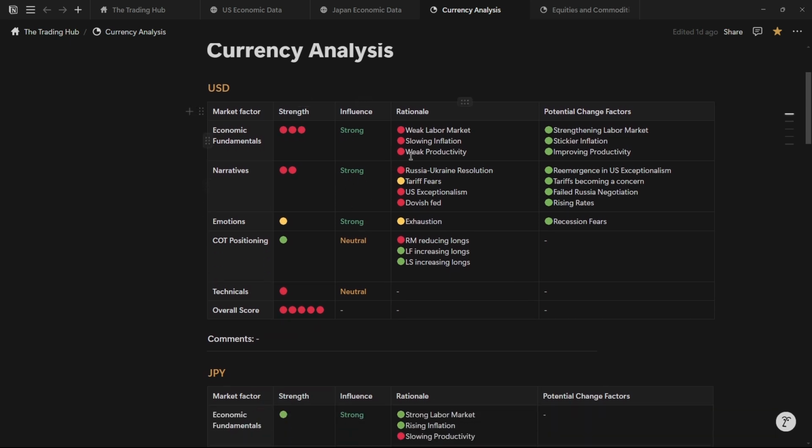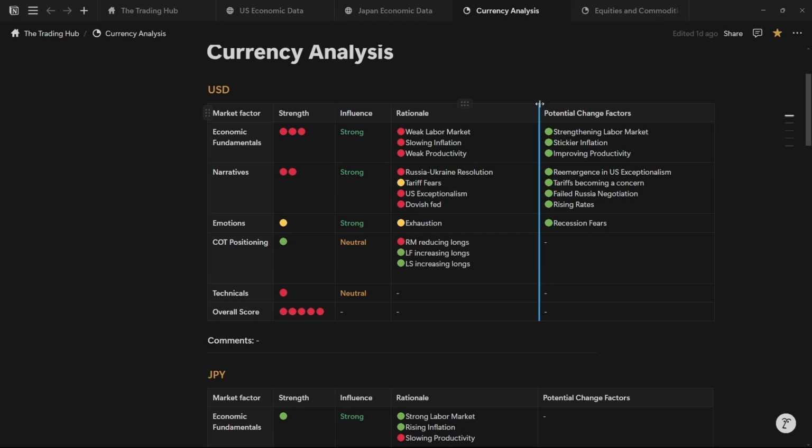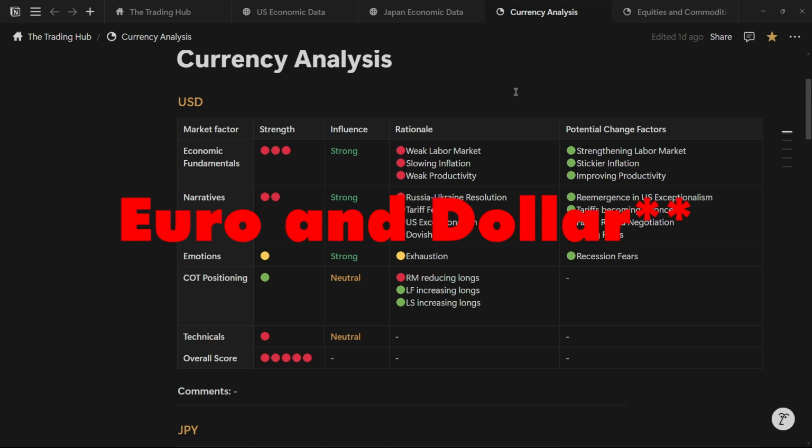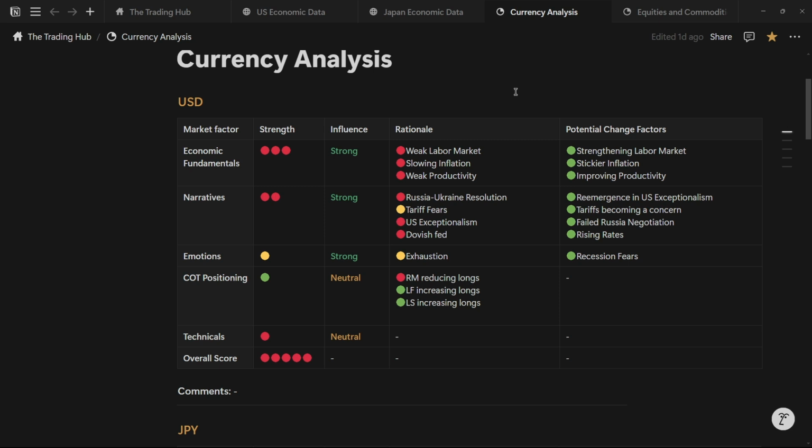So for example, for the dollar, I will zoom in a bit here. For the dollar at the moment, the narratives that are driving price, and I have not looked at the markets for 2 days, so I'm not sure if there are any new narratives or whatnot. The Russia-Ukraine resolution is not good for the dollar. It's not necessarily bad for the dollar, but it is very good for the euro, and it's good for the pound. And because the euro and the pound are inversely correlated with the dollar, this will weaken the dollar. So that's the first narrative that's negatively driving the dollar.